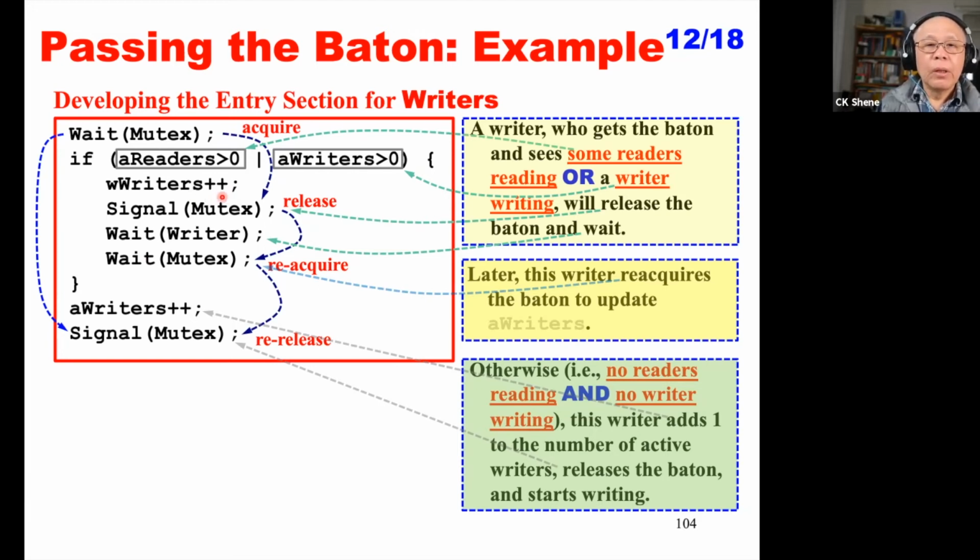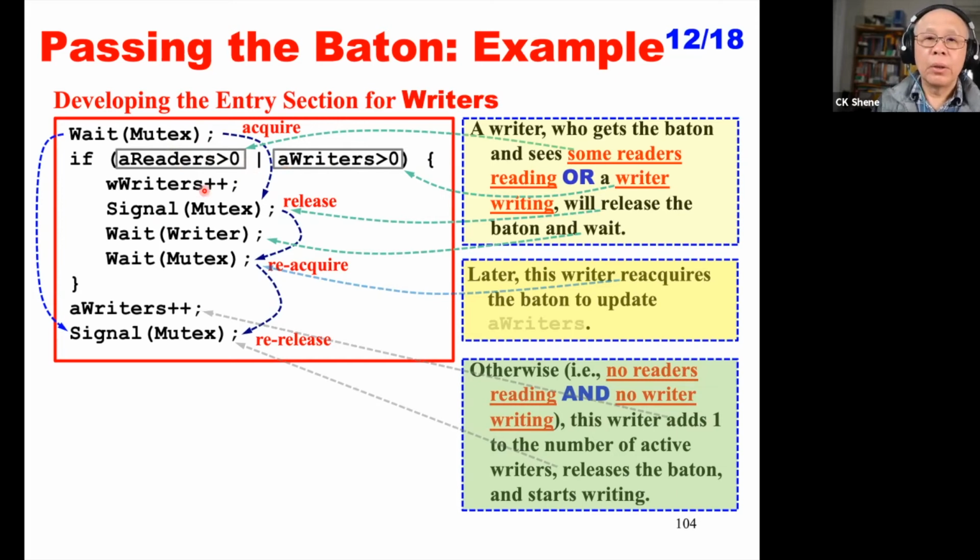So the writer, again, of course, has to lock the mutex in order to access all counters. So this writer checks to see if there are active readers. If there are active readers, this writer, of course, cannot write. Or are there any writers writing? If there is a writer writing, this writer cannot write. So this condition means this writer checks to see if there are readers reading or there is a writer writing. This writer must wait.